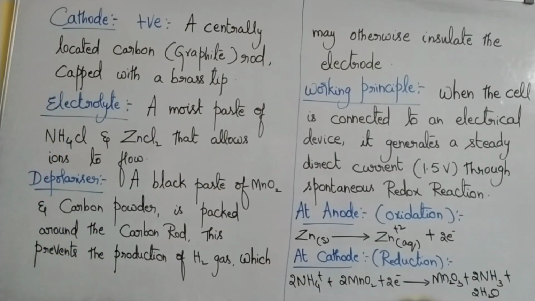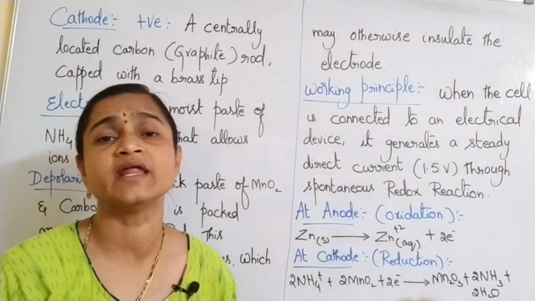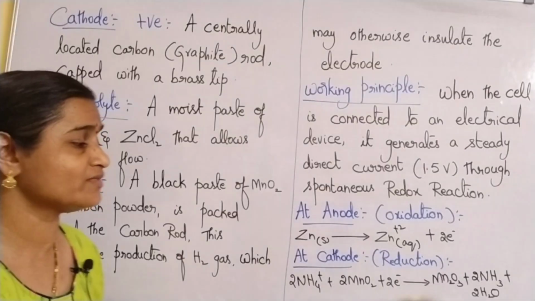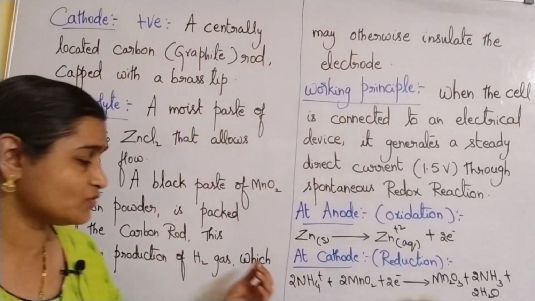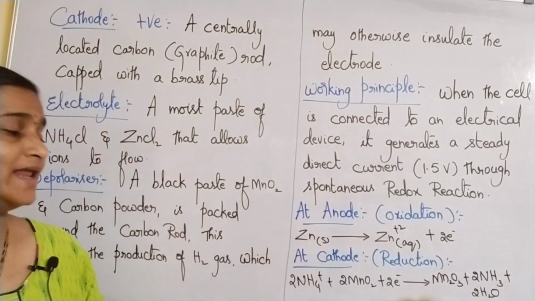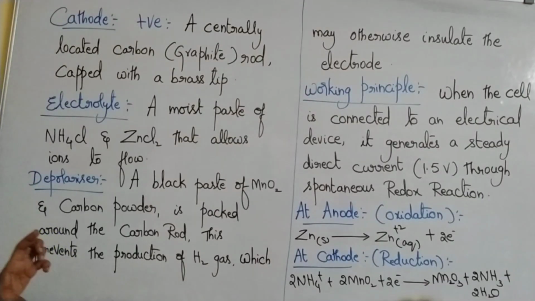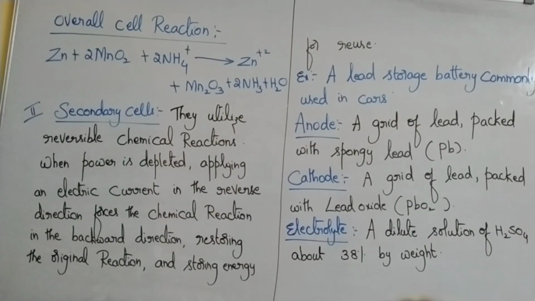At anode, you all know that oxidation takes place, and the anode reaction is what? Zn gives rise to Zn2+ plus 2 electrons. And at cathode, reduction takes place, and at cathode, the ammonium ions and manganese dioxide gain electrons and form Mn2O3 plus 2NH3 plus H2O. These two are the cathode and anode reactions. So the overall reaction is Zn plus 2MnO2 plus 2NH4+ gives rise to Zn2+ plus Mn2O3 plus 2NH3 plus H2O. So this is the overall reaction which happens inside the cell.